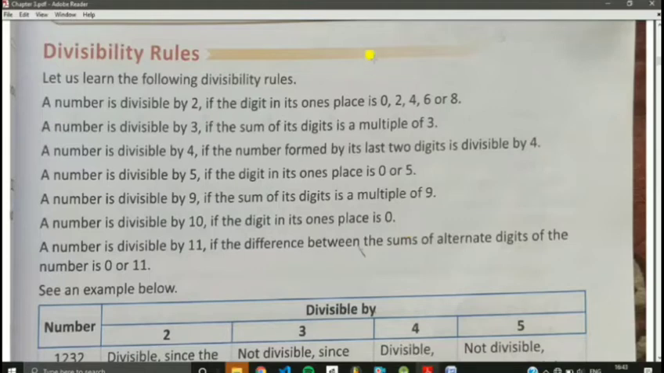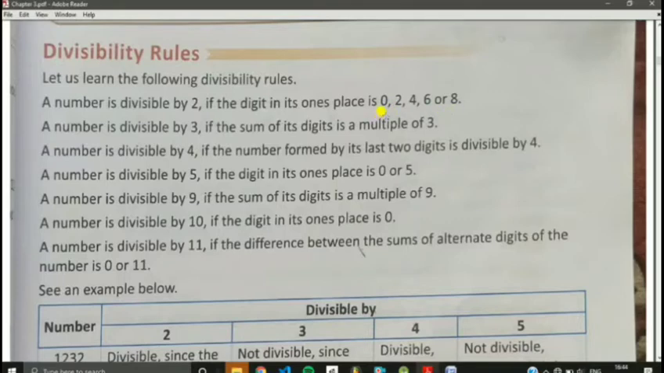So let us start with our rules. Let us learn the following divisibility rules. The first rule is a number is divisible by 2. If you want to know whether any number is divisible by 2, what is the shortest way? If the digit in its ones place is 0, 2, 4, 6 or 8, you have to identify only the ones place number. Ones place digit you have to identify.